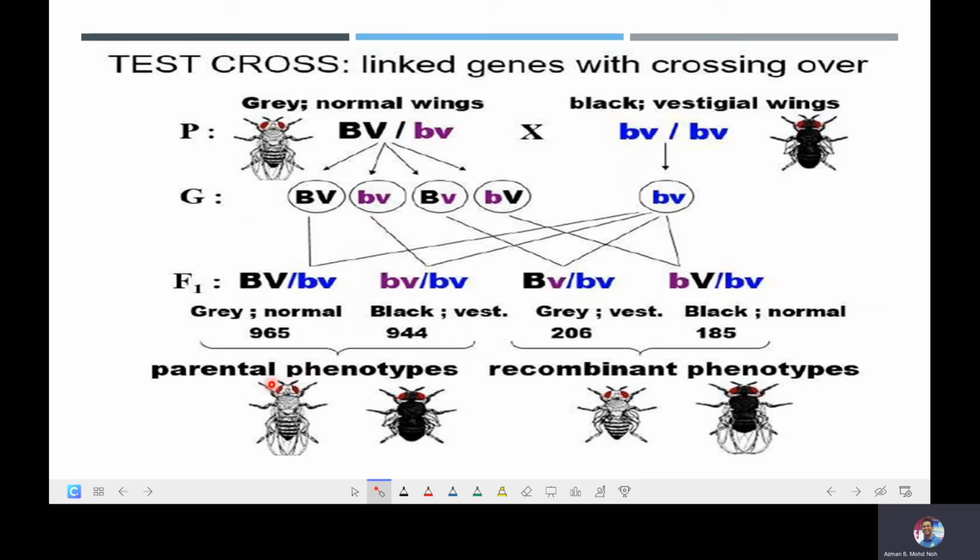wings, will be showing the parental phenotypes, meaning that this will be the same. This particular fly will be the same as the parent, this parent over here. Meanwhile, this Drosophila having a black body and vestigial wings will be the same as this parent over here. So they will be showing the parental phenotypes. Meanwhile, the other 2 groups, which will be low in number, will be showing the recombinant phenotypes. Why recombinant? Because the phenotype that they are showing will not be the same as either of the 2 parents over here.